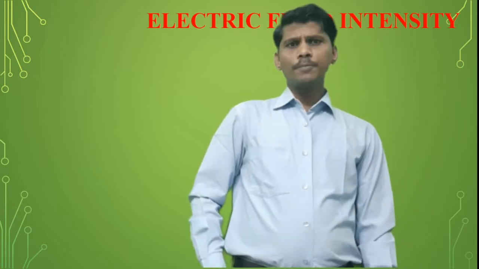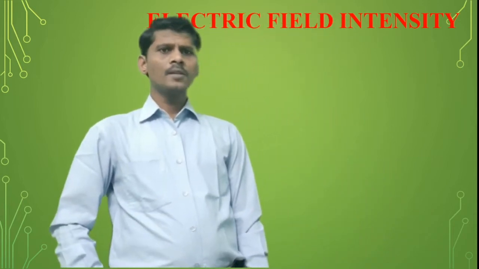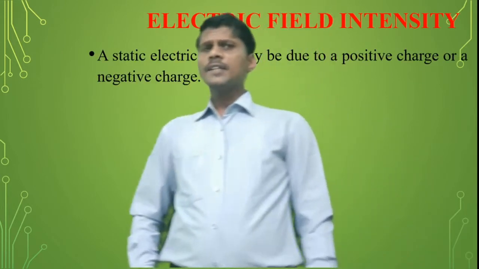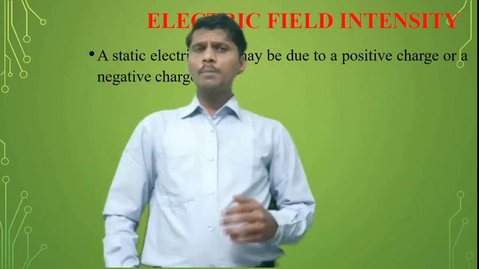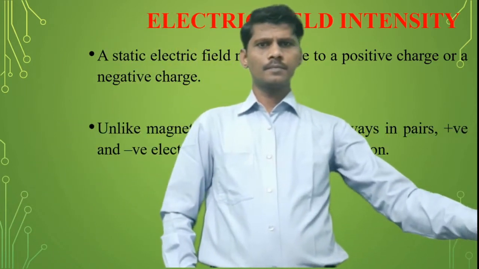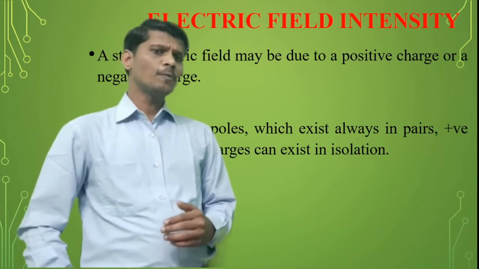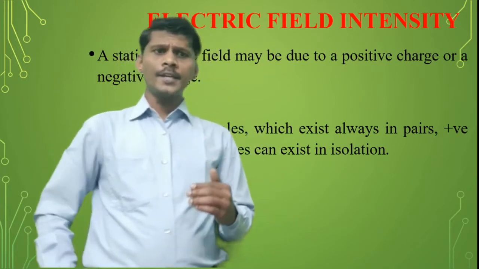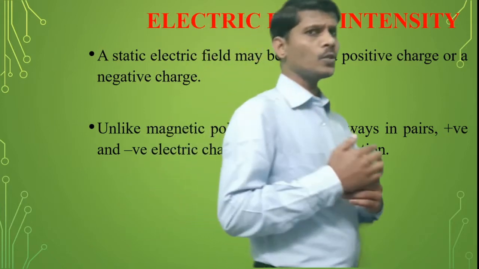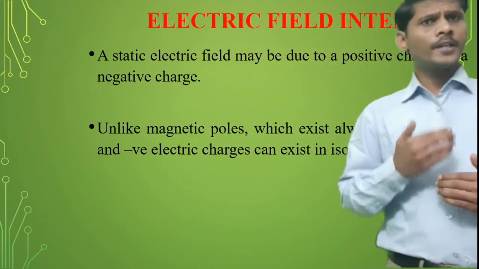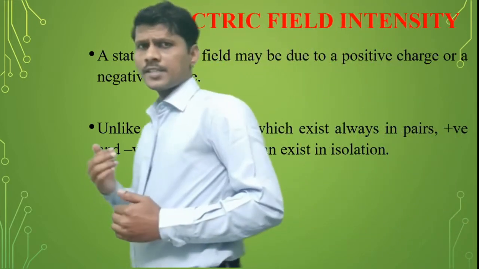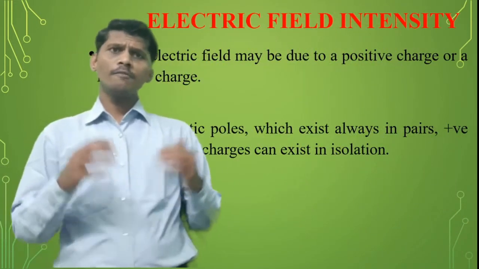Electric field intensity. A static electric field may be due to a positive charge or negative charge. Unlike a magnetic pole, which always exists in pairs, in electrostatics positive and negative electric charges can exist in isolation.